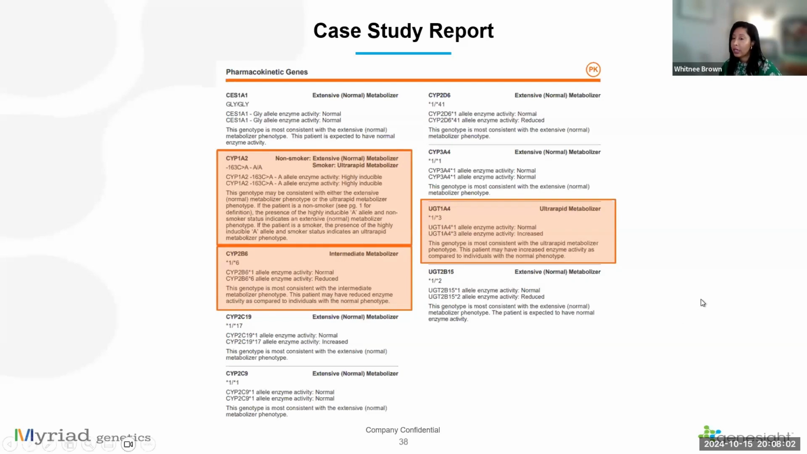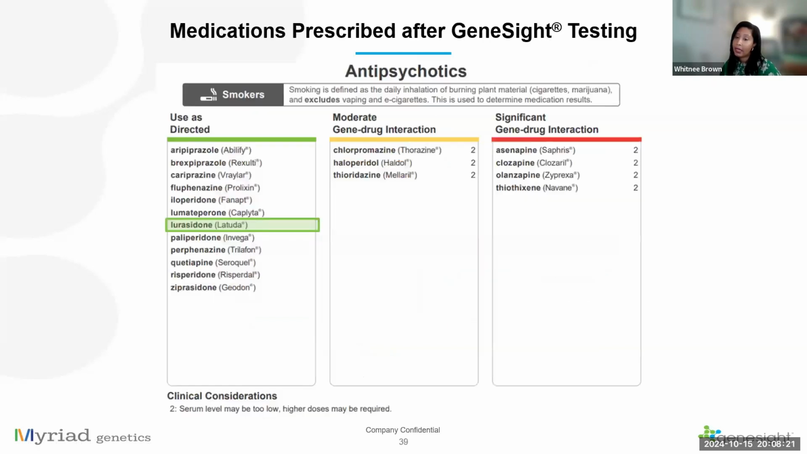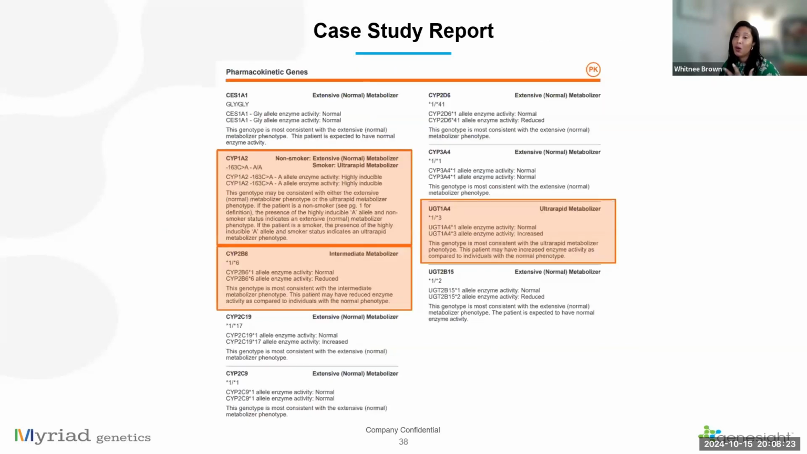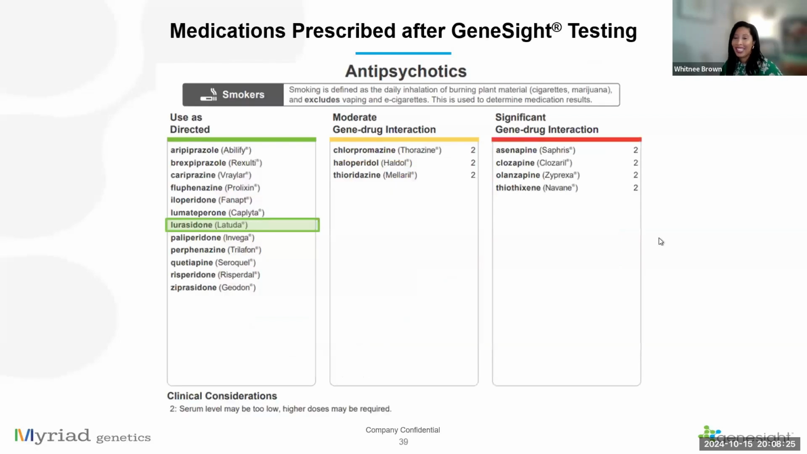And then we discussed starting Lamictal, but as you can see here, he had a UGT1A4 factor here, which indicates that he was an ultra rapid metabolizer. So if we were going to start him on Lamictal, he was going to break that down more quickly than ideally we would like him to. So when the report came back, oh no, you can go to the next slide.